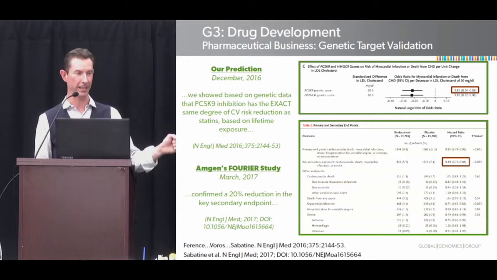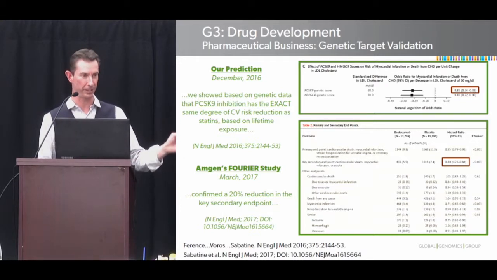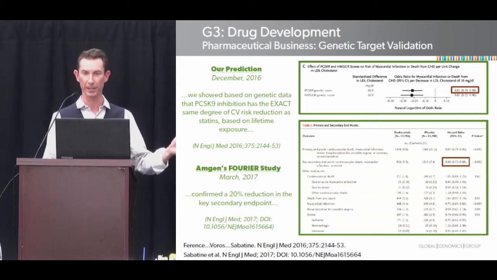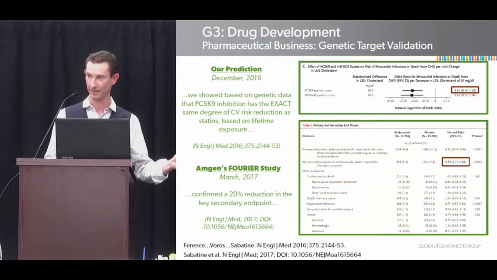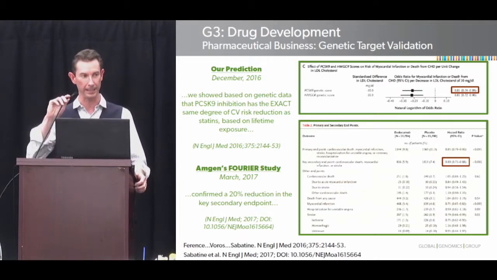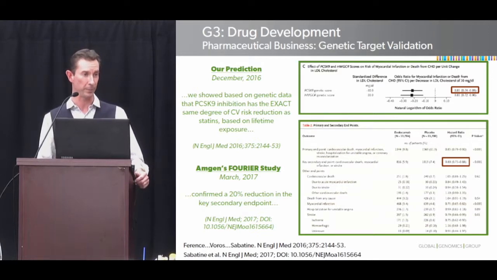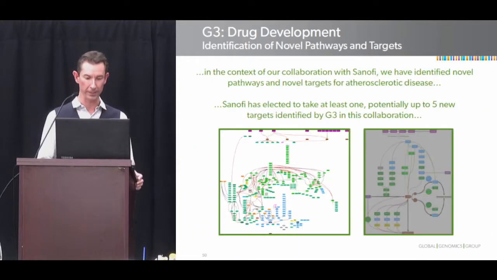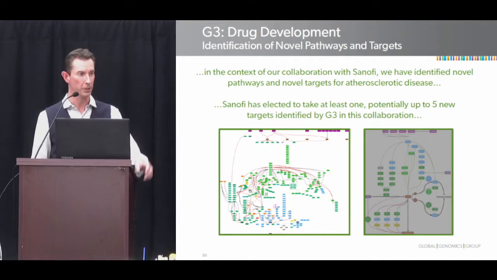So we put our stake in the sand back in December when we published this in the New England Journal, and we said, we believe based on the genetic data that the primary endpoint will be reduced by 20 to 25%. In fact, 3 months later, when the study was presented at ACC, they found a 20% reduction in the primary endpoint. So clearly you can use these genetic methodologies now to predict the outcome of phase 3 clinical trials. That's the ultimate validation of a drug target.